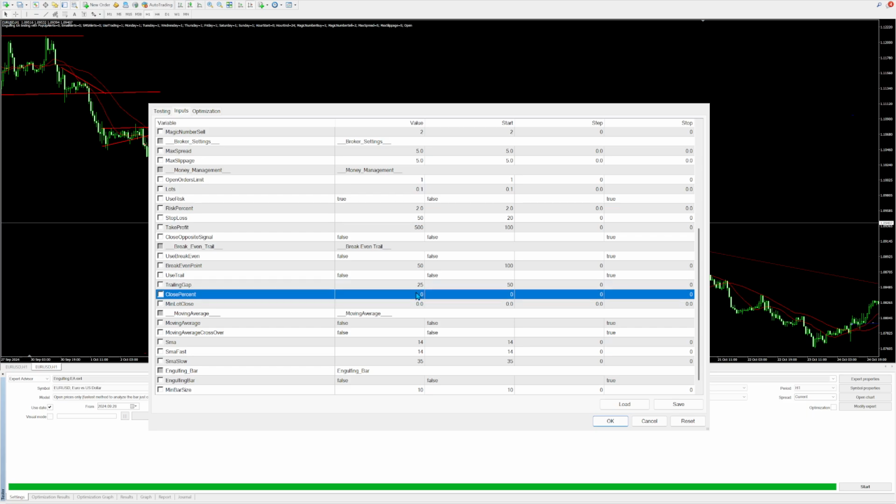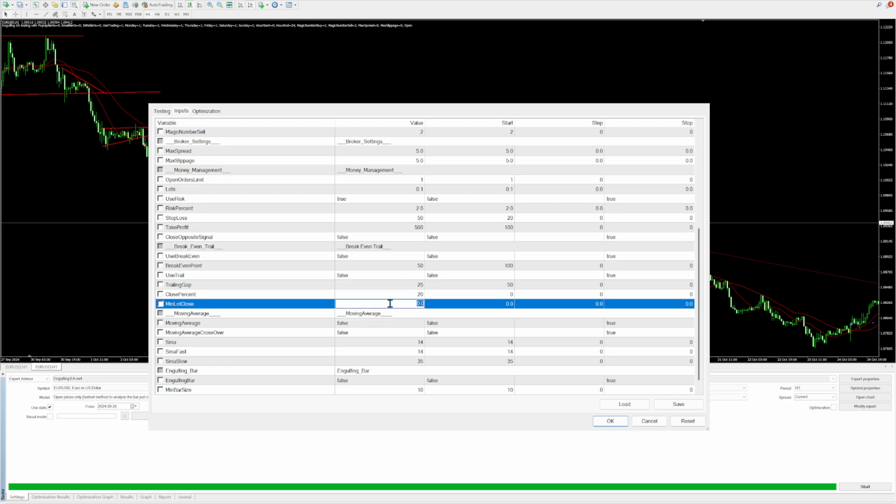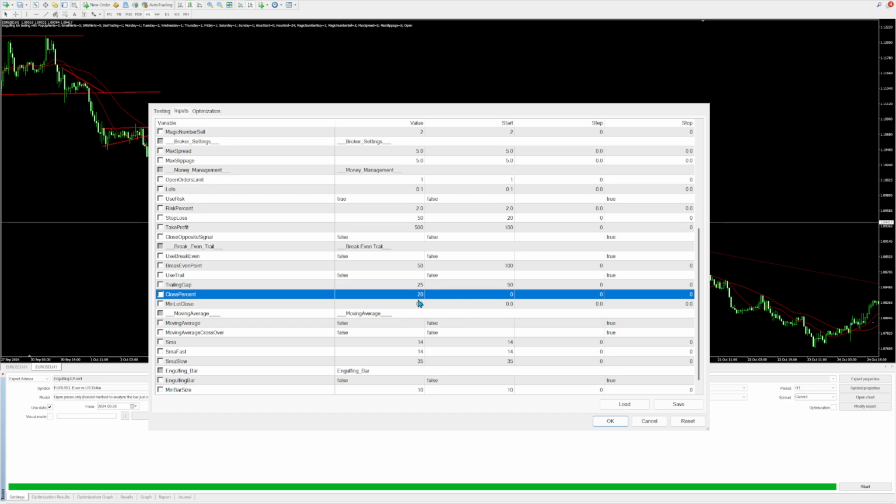Close percent. If you want to close a percentage of the order once the break even and trailing gap point is reached, you can. For example, you might want to close 20% each time just to bank some pips, as I said. And the minimum lot close, the EA will stop closing part of the position once you only have this amount of lots remaining. For example, if there's only 0.5 lots in the position, it won't close any more of the trade. As I said, instructions are included which explain these settings in more detail for you.